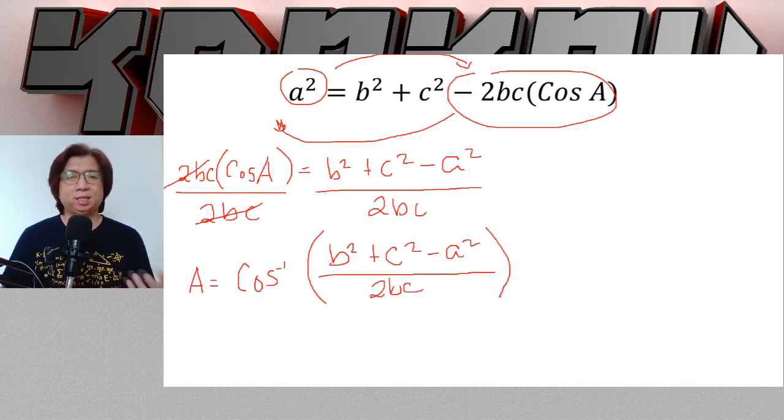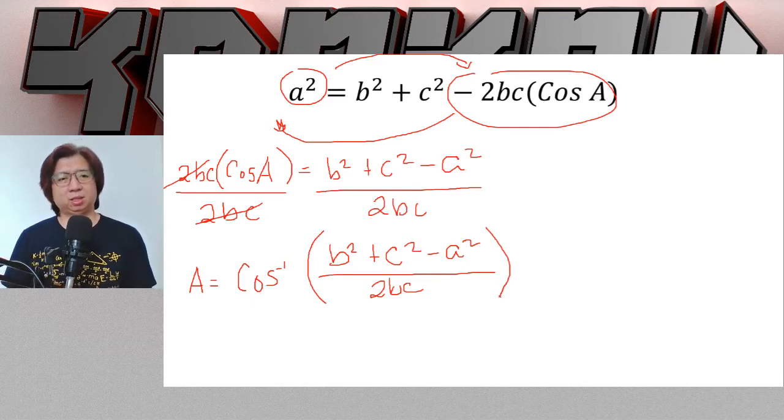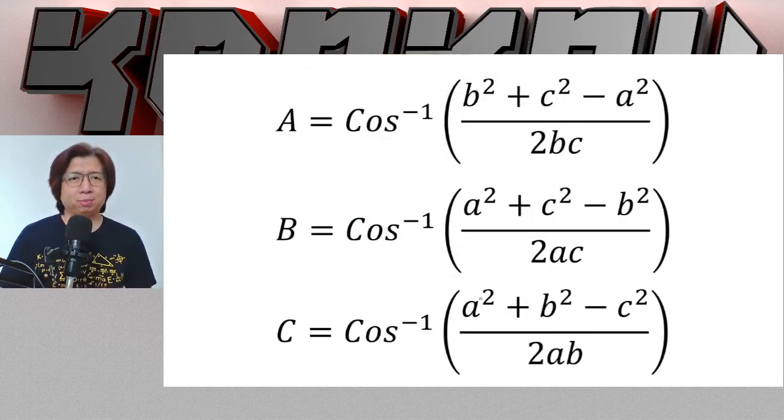Now, applying the same steps to find the other angles, angle B and angle C, these are the formulas. To find angle A, we have shift cosine of b squared plus c squared minus a squared all over 2bc. For angle B, shift cosine of a squared plus c squared minus b squared all over 2ac. And for angle C, we have shift cosine of a squared plus b squared minus c squared all over 2ab. Okay, so let us have some examples.